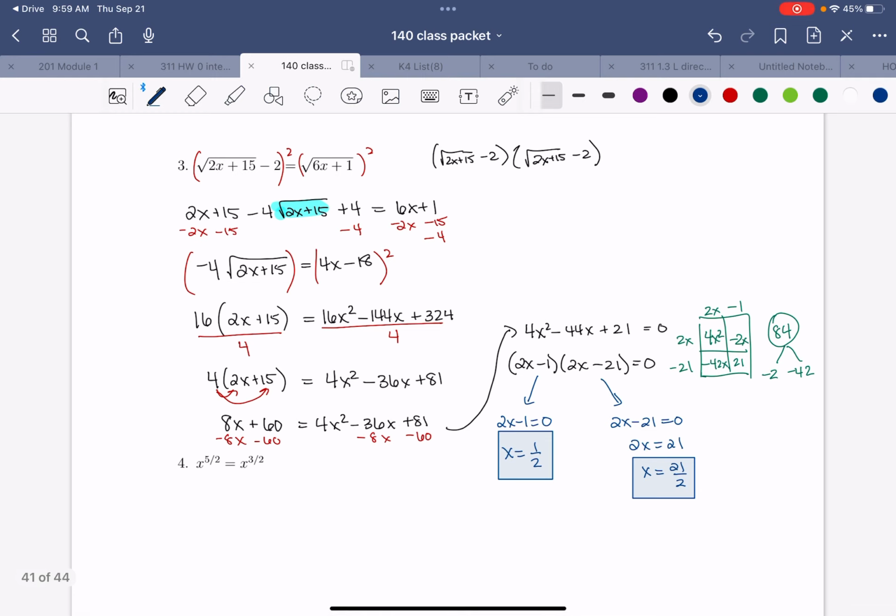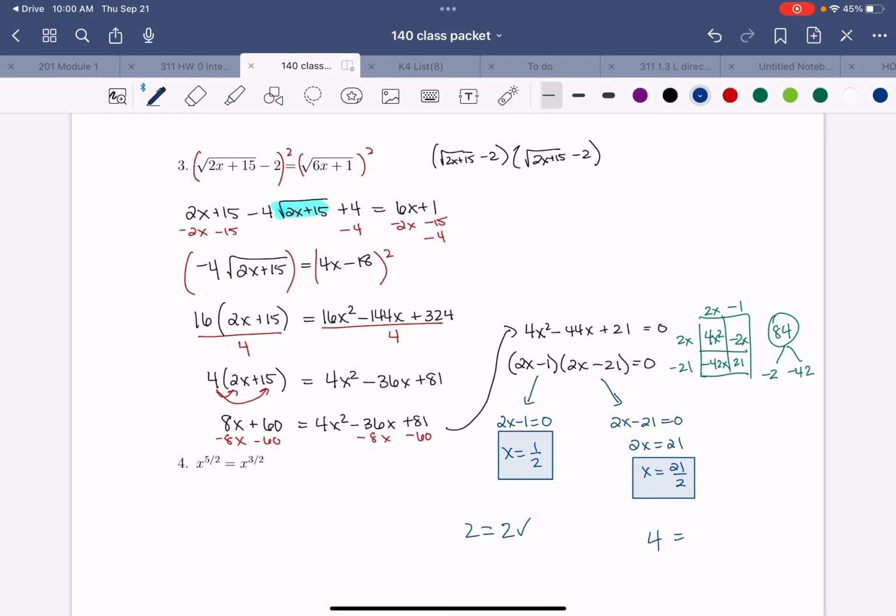Quick check to make sure everything works. When you plug in 1/2, we get 16, which is 4 minus 2, so we get 2 on the left. And 1/2 times 6 is 3, plus 1 is 4, root 2 is 2. That one works. Let's see, 21 over 2 times 2. 21 plus 15 is 36. Square root of 36 minus 4 gives you 4. And I'm just plugging into the original equation here real quick. Times 3 would give me 63 plus 1 is 64. Square root of 64.